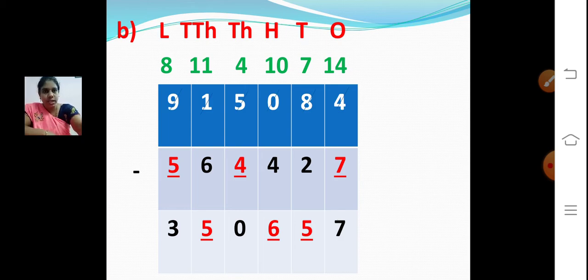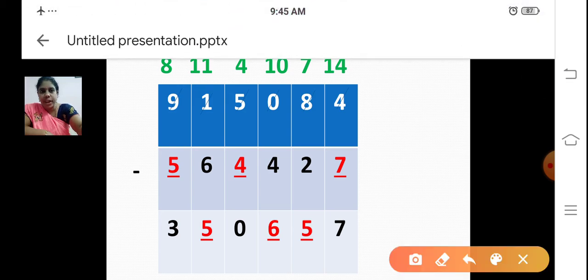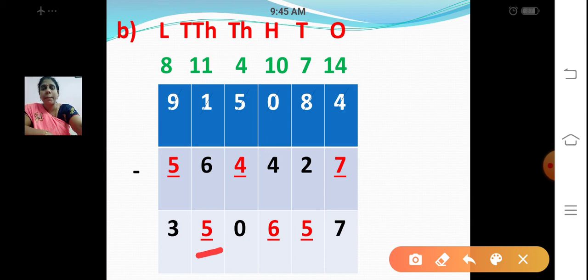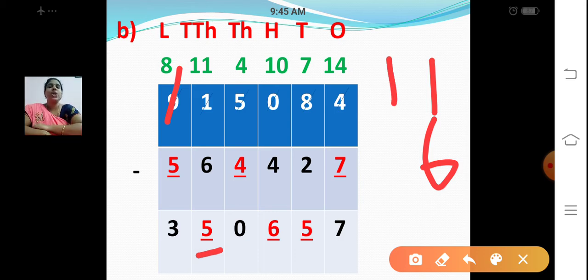Now let's move on to the 10,000 place. So I have to find out the difference, right? This I have to find out. So 1 minus 6 is possible? That is not possible. So I am going to borrow 1 from the lakh place. My lakh place will become 8 and this will become 11. So now subtract 11 minus 6. After 6, 7, 8, 9, 10, 11. So 5.